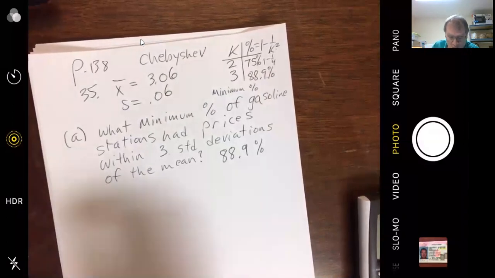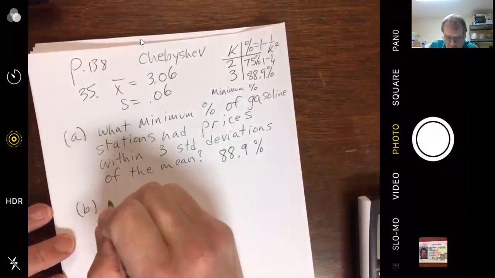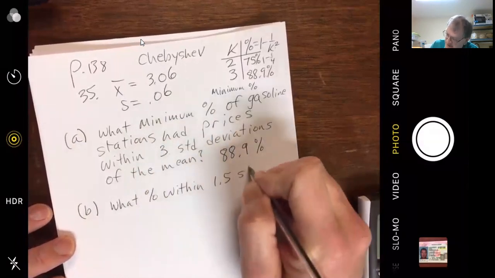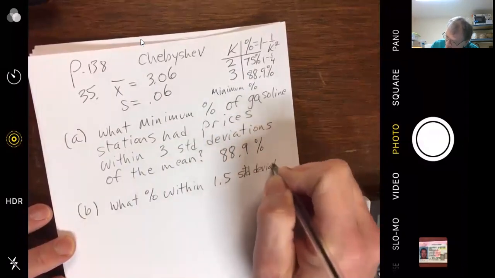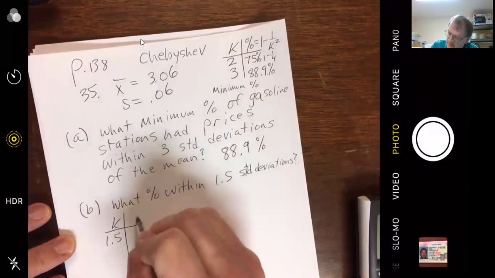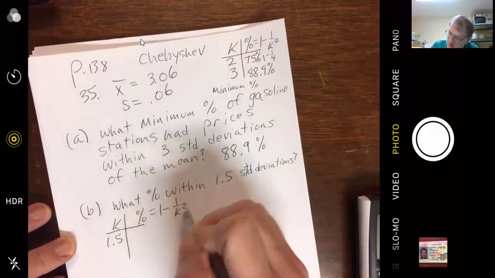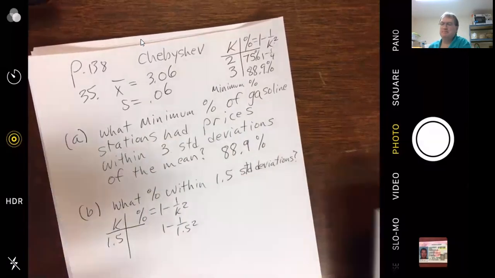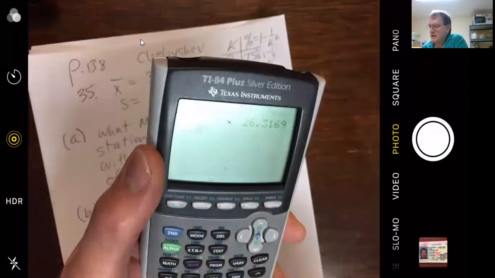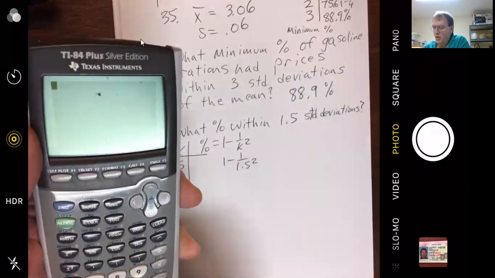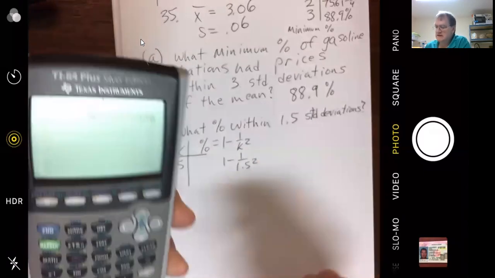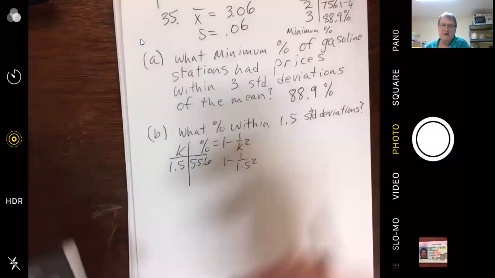Now B shifts to 1.5 standard deviations. What percent within, shortening it up, 1.5 standard deviations? All right, well, I won't redo the table up here, but I'll use 1.5 here, and the formula would go 1 minus 1 over k squared, which would be 1 minus 1 over 1.5 squared. I got to turn the calculator on. 1 minus 1 divided by 1.5 squared. We'll call it 55.6. But if you use 55.5, that's fine.